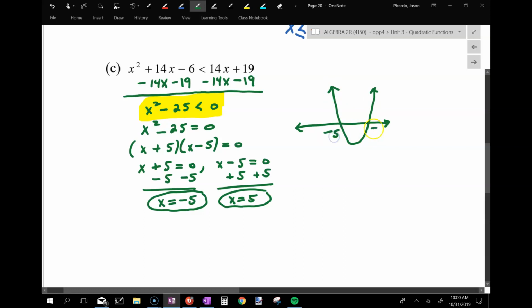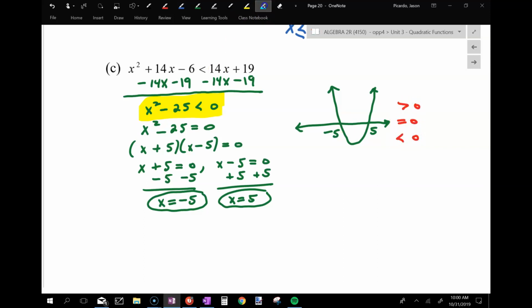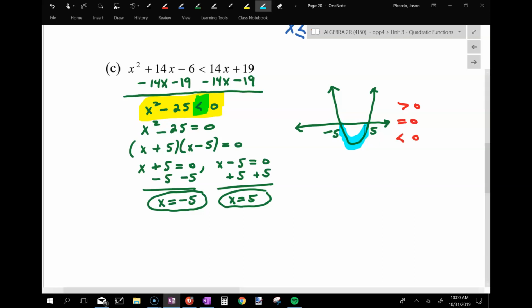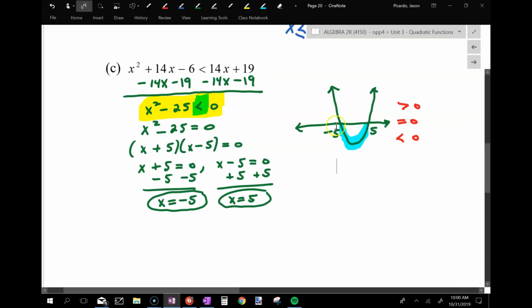-5 and 5. And again, this is where I'm equal to 0. This is where I'm greater than 0. This is where I'm less than 0. And I want to know where I'm less than 0. So that's everything down here. Sean, is that the area between the roots or outside of the roots? Between the roots. Yeah, I highlighted this stuff between the roots. So my answer begins at -5 and ends at +5.